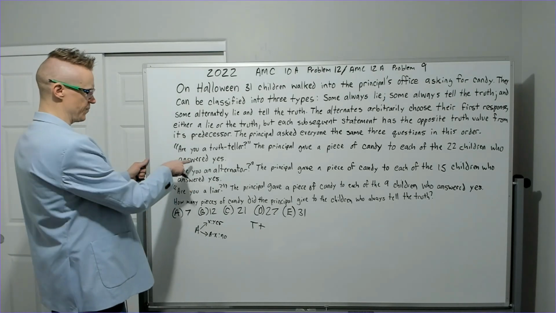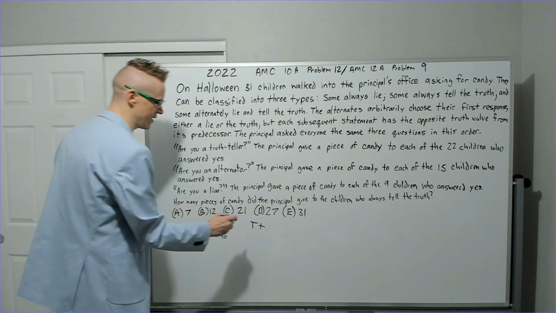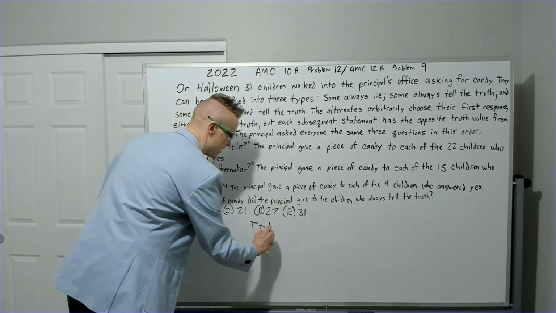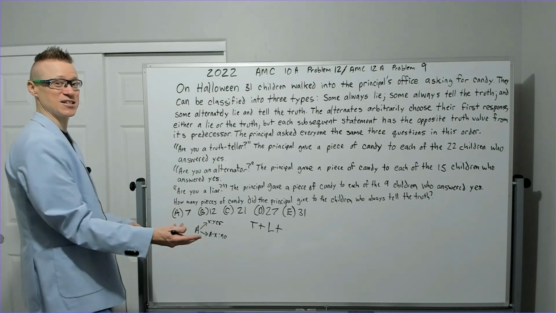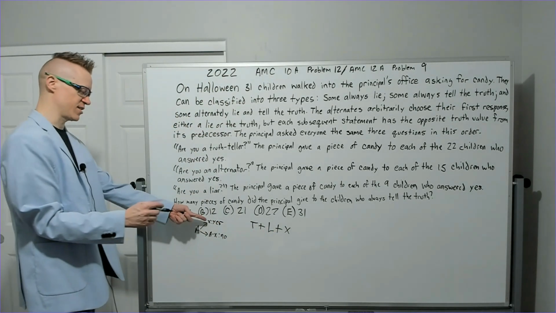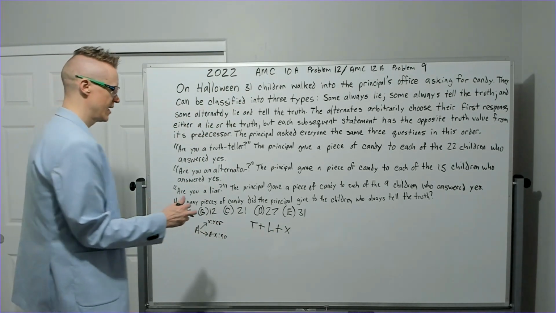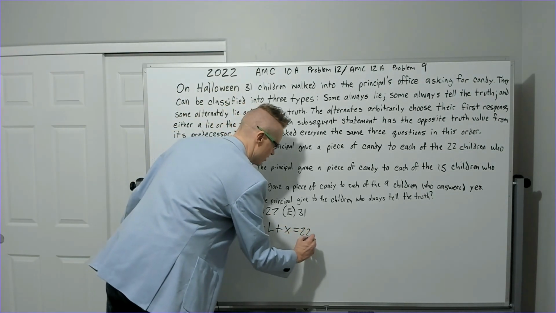So then, are you a truth teller? The liars, of course, are going to say yes. They lie constantly. So this is T plus L plus the X that say yes from the alternators group. Now keep in mind the alternators that are saying yes are lying. We'll get to more of that in a second. This is equal to 22.